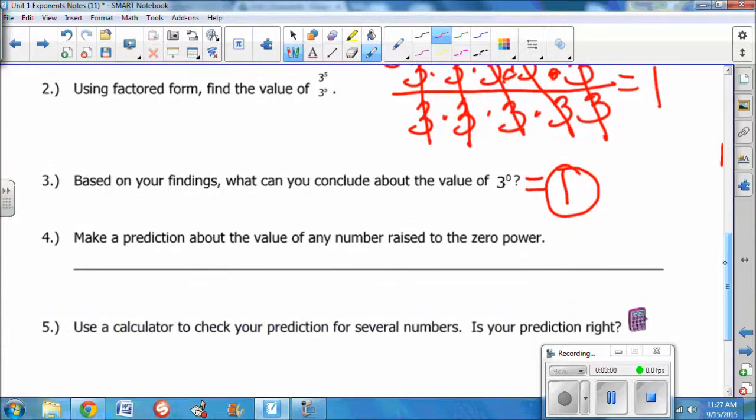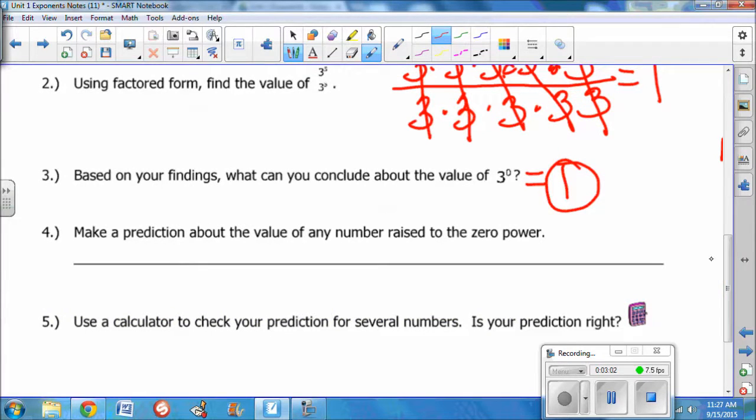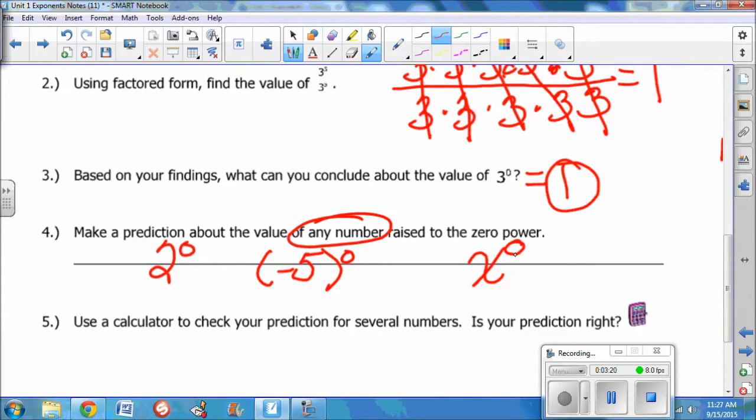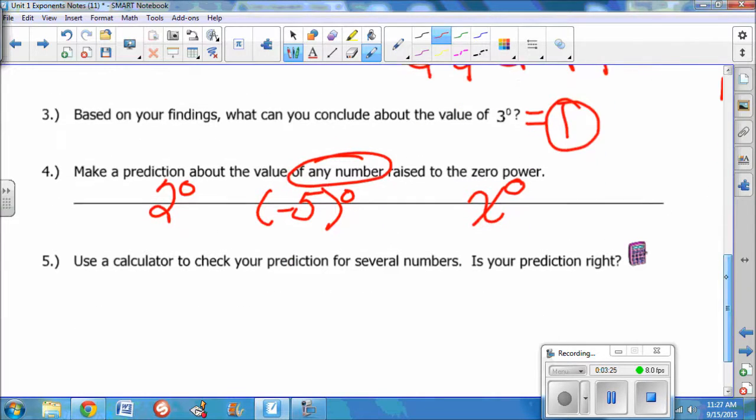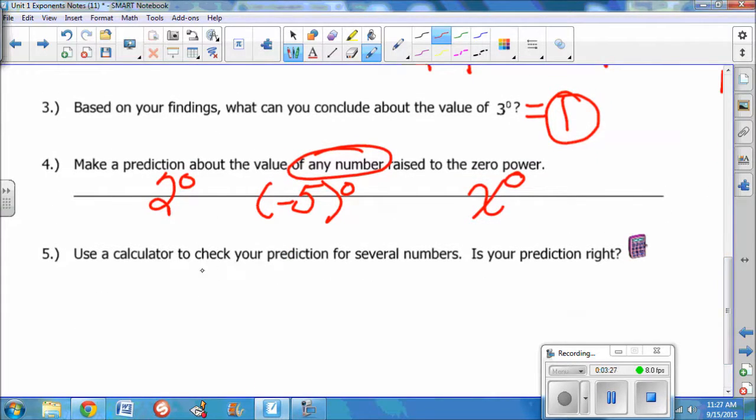It says, make a prediction about the value of any number raised to the 0 power. So what if I had 2 to the 0 power? Or what if I had negative 5 to the 0 power? Or what if I had x to the 0 power? What would your prediction be? It says, use a calculator to check your prediction for several numbers.